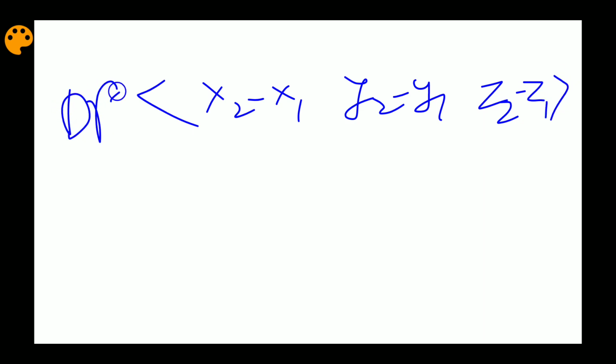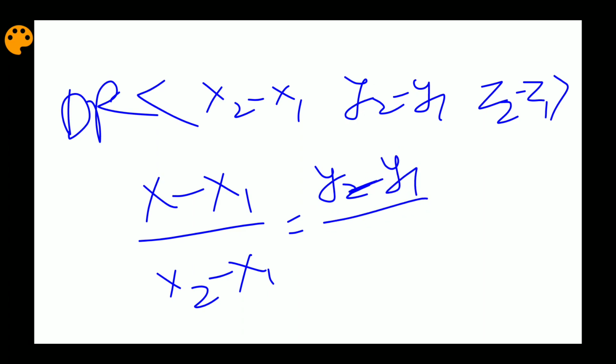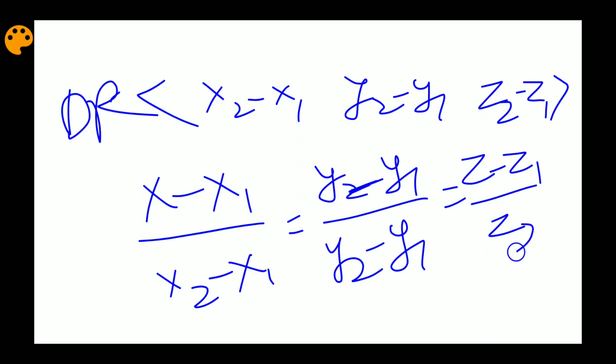Then what will be the equation of the line? The equation of the line will be given by x minus x1 divided by the direction ratio, that is x2 minus x1, equals y minus y1 divided by y2 minus y1, equals z minus z1 divided by z2 minus z1. So this is the equation of a line in Cartesian form.